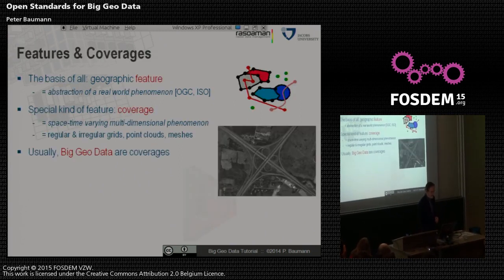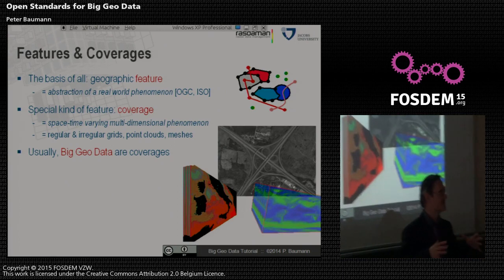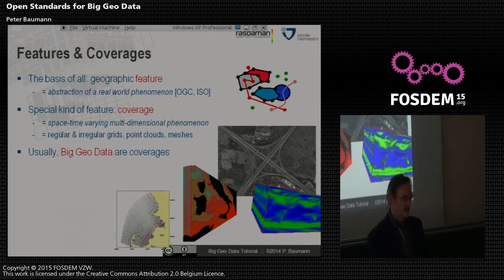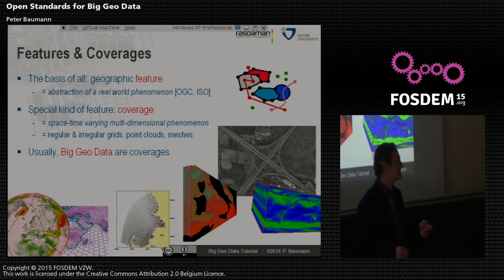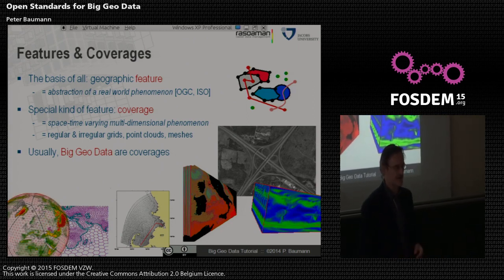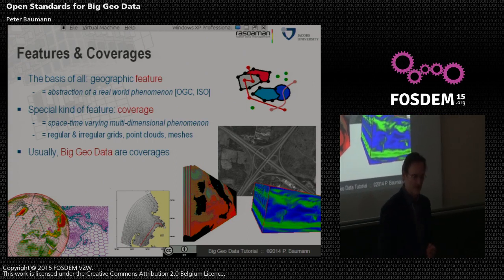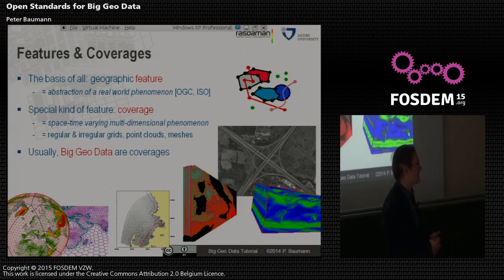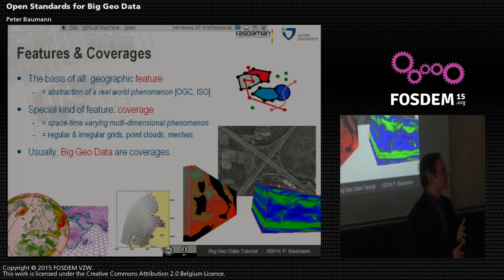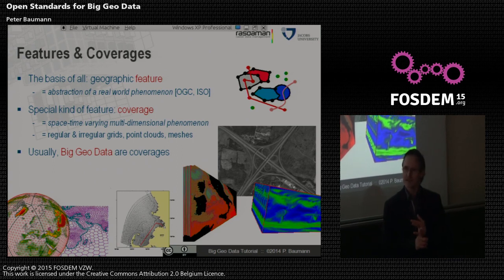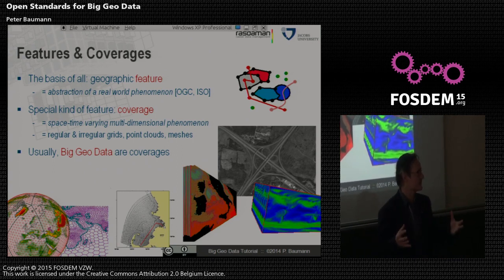Good. So, we all know feature, the geographic object, and we know that coverage is a special kind of feature. One could loosely classify that as some space-time varying multidimensional phenomenon. In practice, that means we talk about regular grids, like ortho images, about irregular grids, about point clouds, and about meshes. So that's actually what typically contributes the big data, in terms of volume at least. And so that is the kind of thing that I want to talk about.